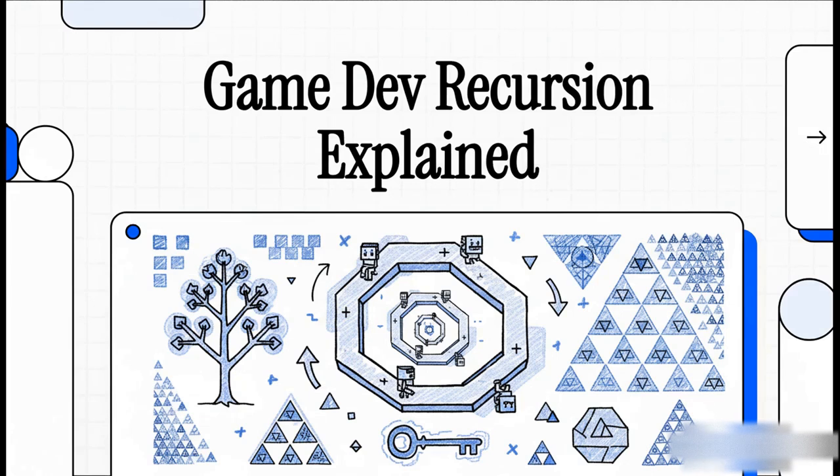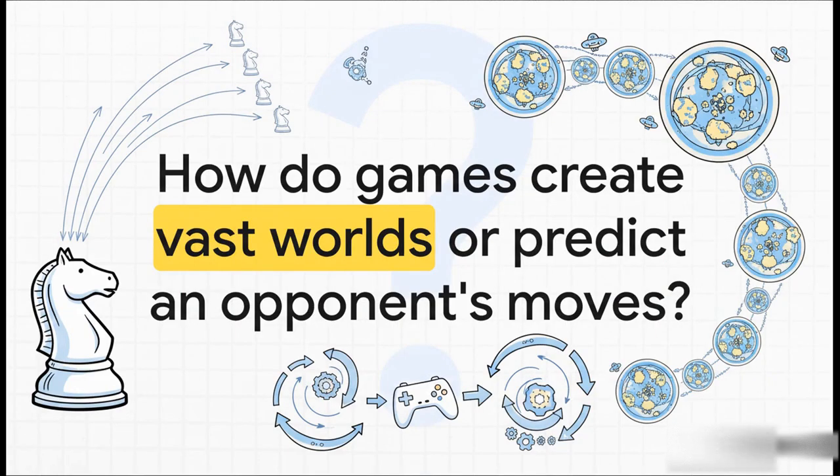All right, let's talk about recursion in game development. Now, I know it can sound a little intimidating, but trust me, it's like a secret weapon. It's the magic behind some of the most complex and, honestly, most elegant features you see in games. So have you ever been playing a game and just wondered, how does it do that?